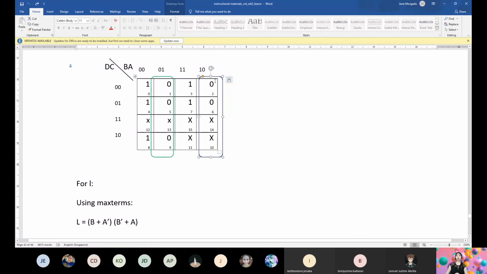Okay, for this we have, again, for DC, D, 0, 0, 1. So D is eliminated. And for C, 0, 1, eliminated din yung C. But for BA, B is 1, A is 0. So we have B prime plus A. So we have this. Okay.